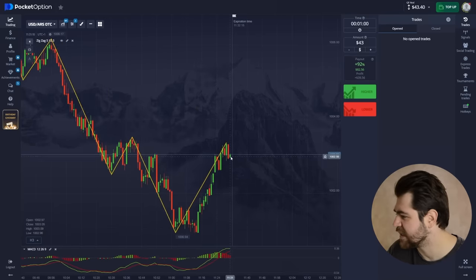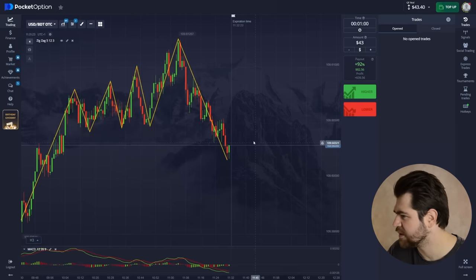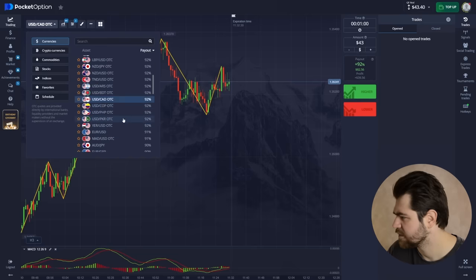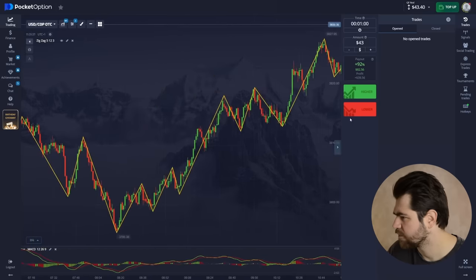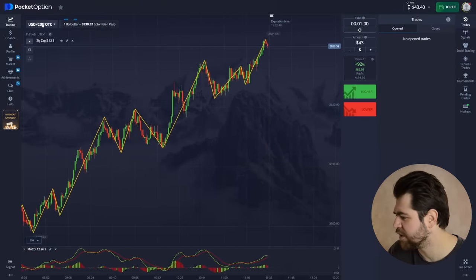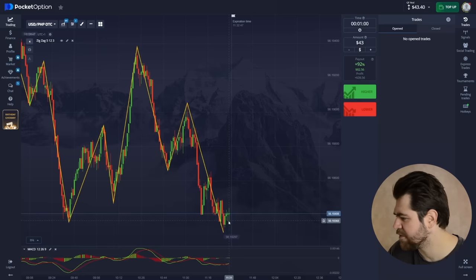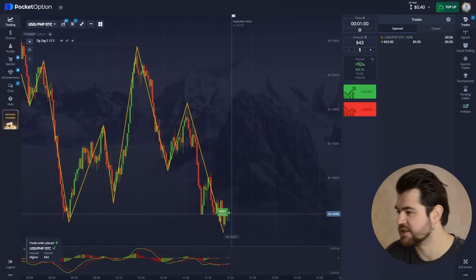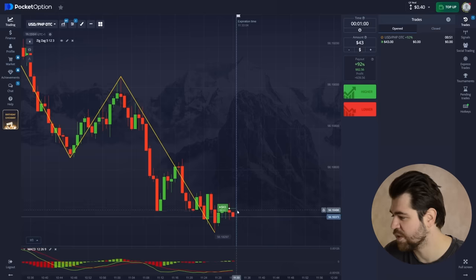Okay, what's happening here? I'm gonna go ahead and choose another one. Let's just check what's happening before to analyze. How about this one here? Okay, here maybe we are gonna bounce off this support level and go up. Let's check if that actually is the thing to do. 43 bucks, 1 minute time, and let's wait for the result of this.